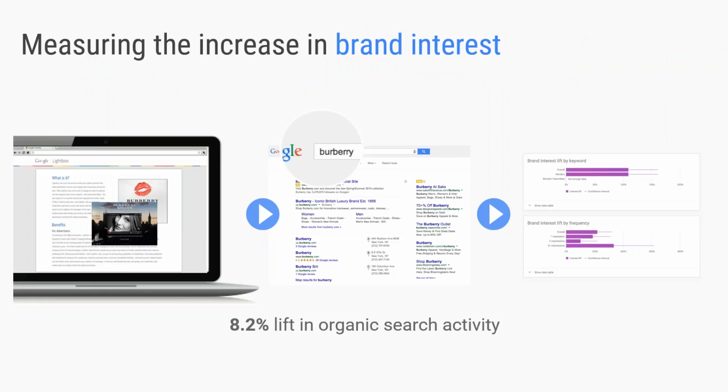So this is another example for Burberry. Let's say Burberry had a Lightbox ad campaign, a brand campaign. As a user, after I saw the ad, I went to google.com and searched for Burberry. So what the system does is it analyzes this uplift and it shows me that after the launch of the video campaign, the brand interest on the keyword grew by 8% or 10%.